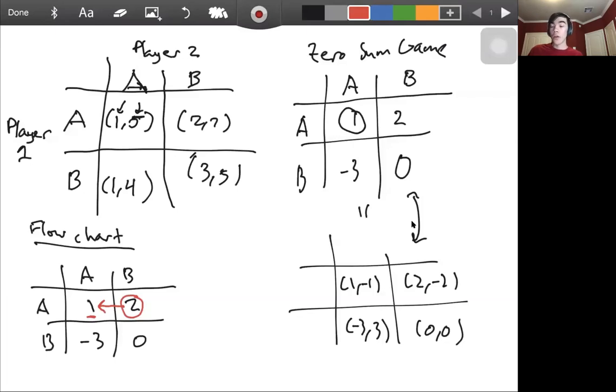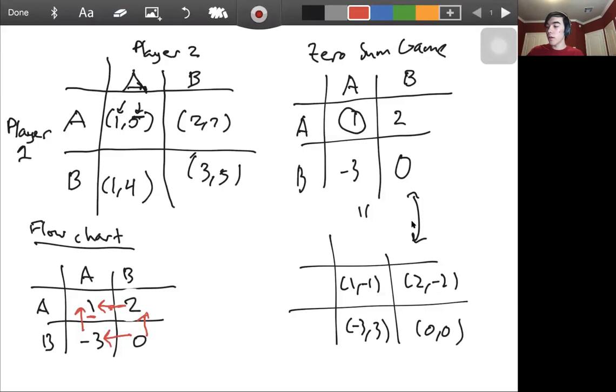And we can keep drawing arrows for this grid. So player 1 likes to have larger numbers. So this arrow would go up. And similarly, this arrow would go up. Player 2 likes lower numbers. So player 2 would go here. So as you can see, we now have arrows through all these squares. So to find the equilibria, we just follow these arrows and see where we end up.